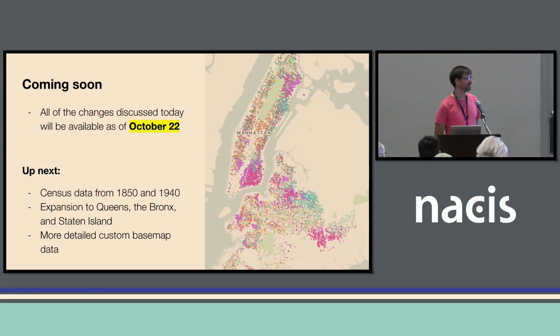In addition to these updates to the cartography and the UI, the Center for Spatial Research has been working really hard to get additional data. So 30 years before what we currently have, 1850, and 30 years after in 1940. So that's coming, and also we've been showing just Manhattan and Brooklyn because that's all that exists right now. As you might know, there are 3 other boroughs in the city, they're expanding to those also. So Queens, the Bronx, and Staten Island.